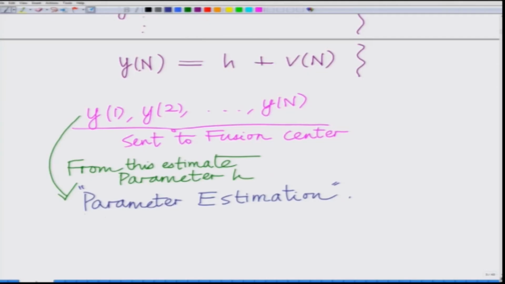That is, how do we use a Bayesian principle or the minimum mean squared error principle for parameter estimation. For parameter estimation in this particular course, we would like to use the Bayesian or the minimum mean squared error.